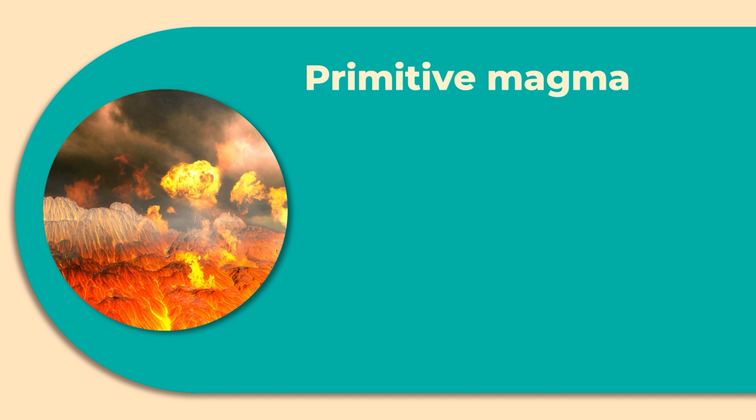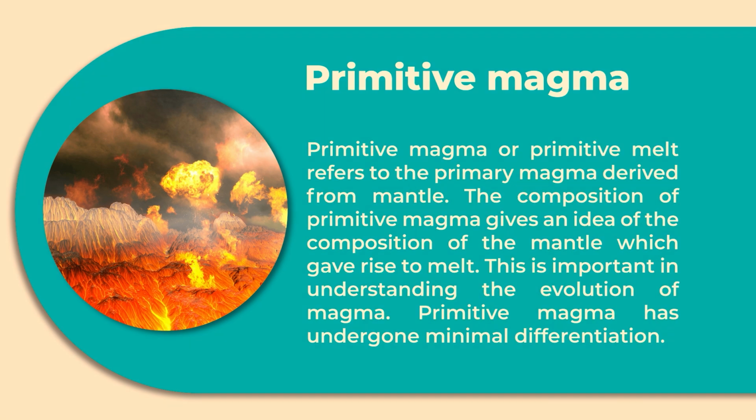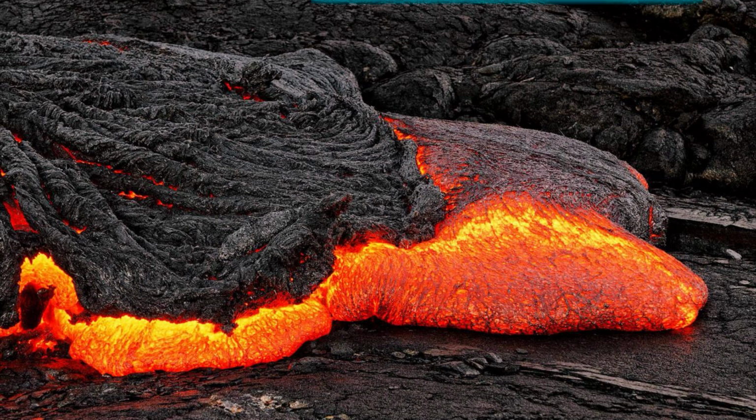Now primitive magma. Primitive magma is also known as primitive melt. It refers to the primary magma derived from the mantle. The composition of the primitive magma gives an idea of the composition of the mantle which gave rise to the melt. So its understanding is very significant, because with this knowledge we come to know about the evolution of magma. Primitive magma has undergone minimal differentiation.